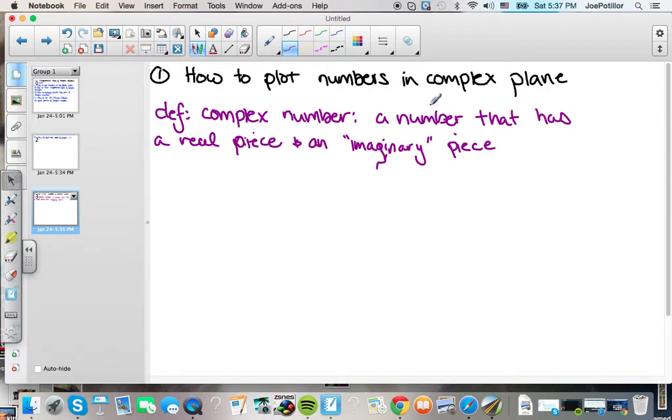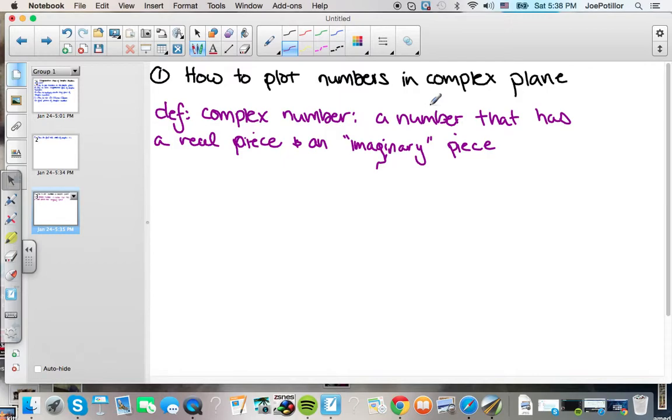When we speak of imaginary, we're not speaking of something that isn't real. It was mislabeled when Gauss and the others came up with imaginary numbers. It's called imaginary, but it's completely real.